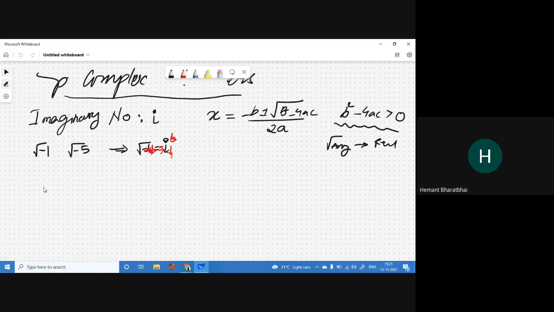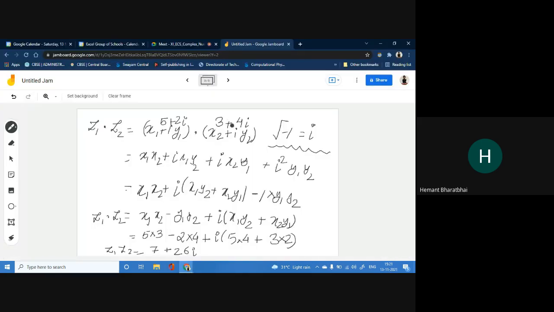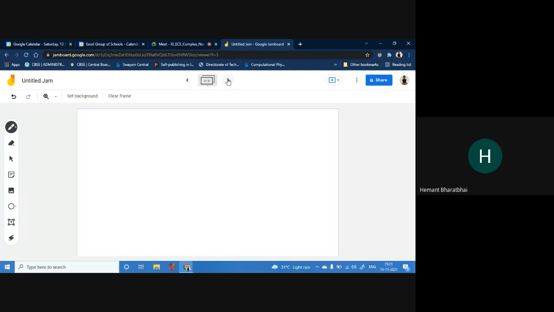Please take the screenshot of this. Let me see if this is working properly. I'm writing and it's still not coming. I cannot use this. I'm writing and it is coming after so many seconds. This is not usable today.